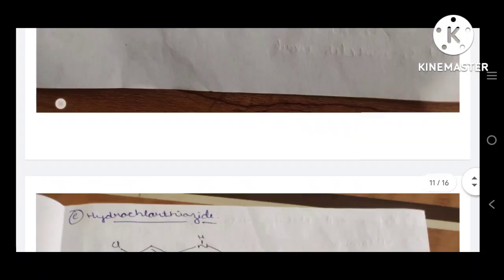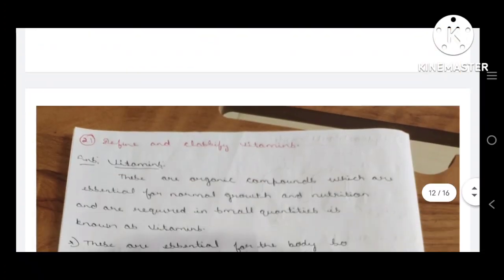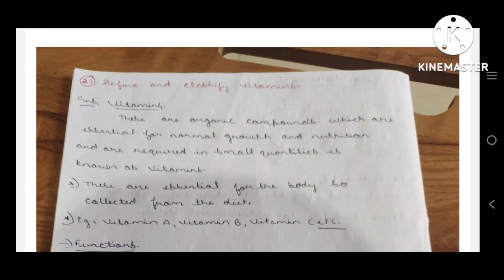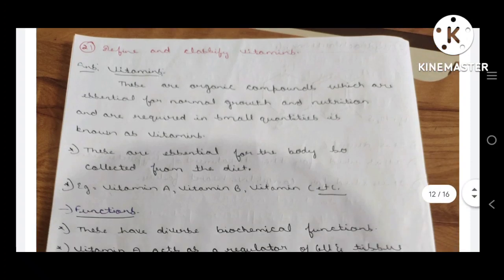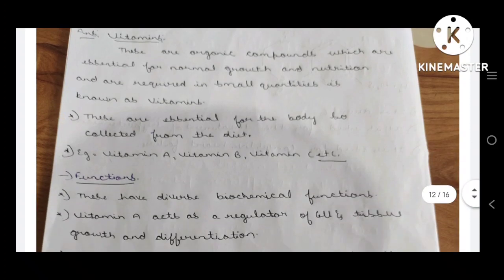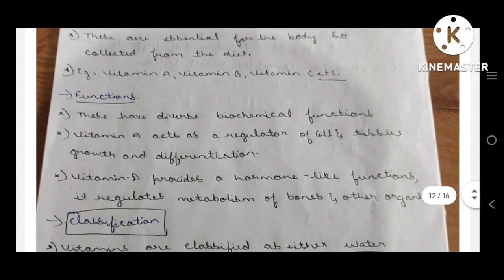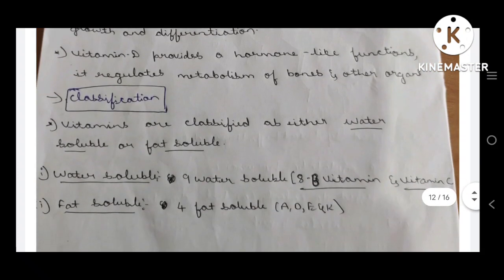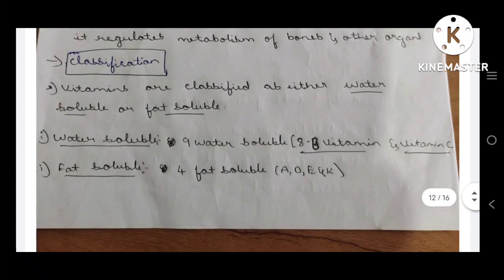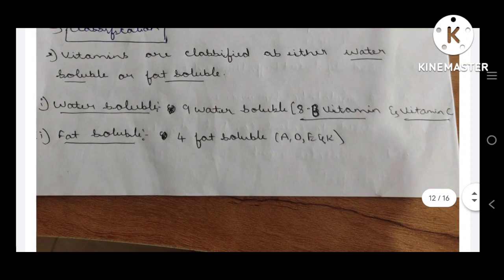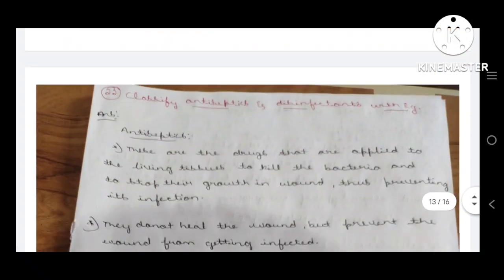Next, if we discuss the 13 marks questions, what to write in 13 marks. One more: in 4 marks, define and classify vitamins. If they ask this, first you write what these vitamins are, then you give examples, then you give functions. Don't go directly to classification. After writing 2 to 3 functions, then you go for classification: water soluble and fat soluble. Water soluble are the B vitamins and vitamin C. Fat soluble are A, D, E and K.